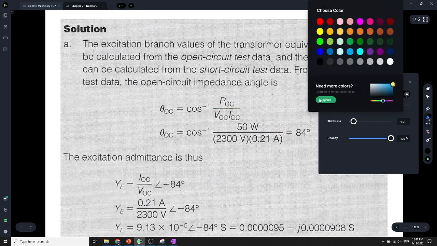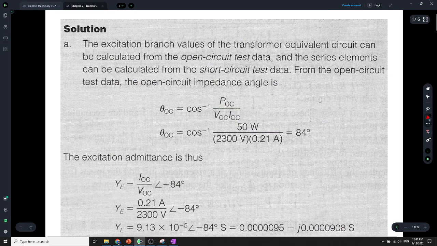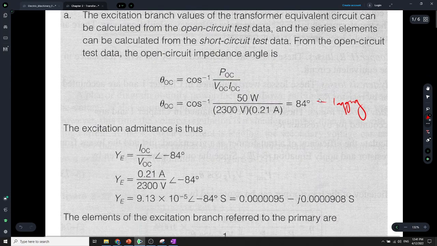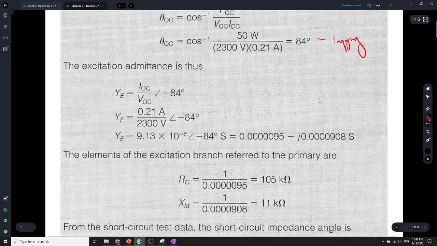Once you get everything you calculate using the test, short circuit or open circuit is lagging. Always remember, once you get the 84, the angle, you can directly calculate the YE. So you put the equation, and then put the calculator in complex mode, and you can measure the real and imaginary part. So this is the GC, and this part is the BM.